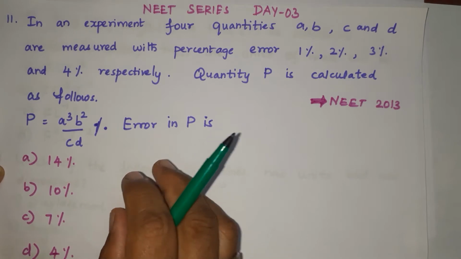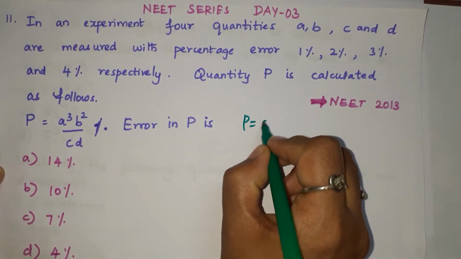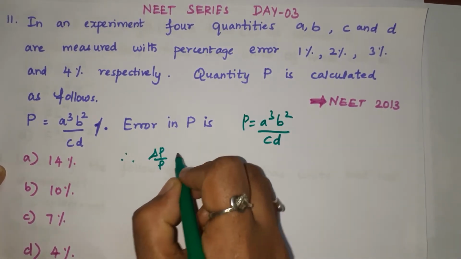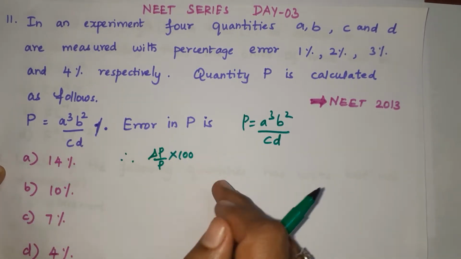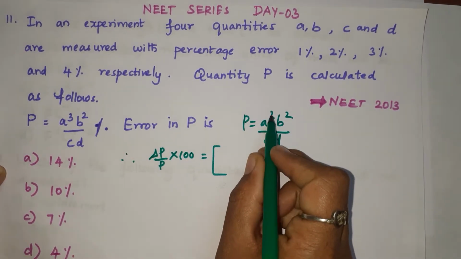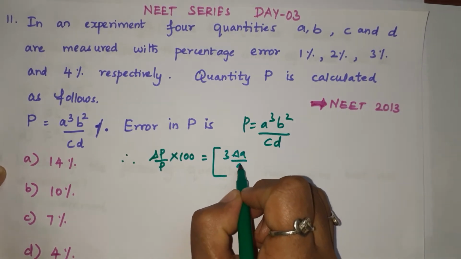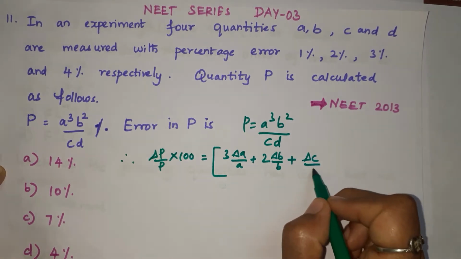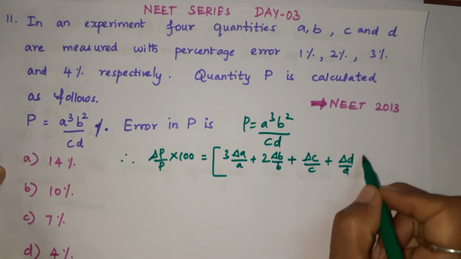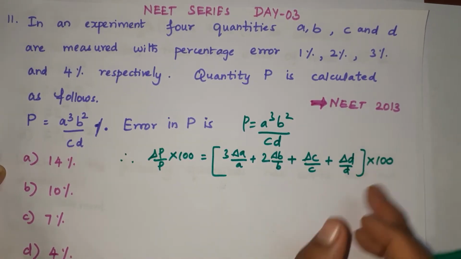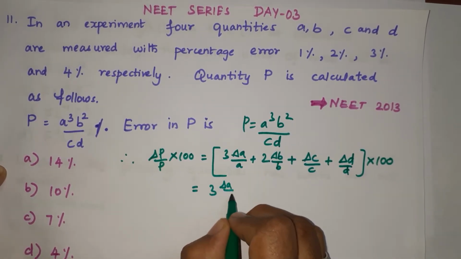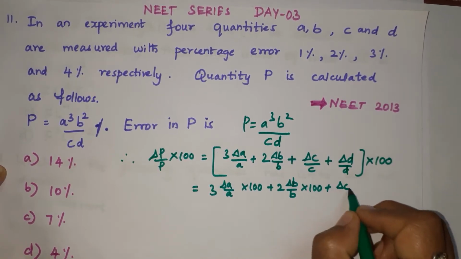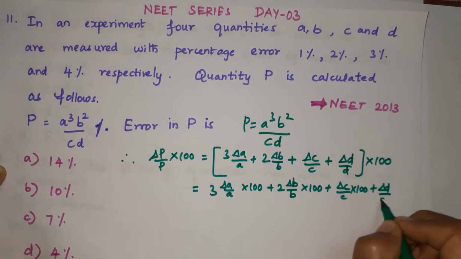So, this is from propagation of error. They have given the formula, that is P equals A cubed B squared by CD. Therefore, we can take ΔP by P into 100, because it mentions percentage. So into 100, which equals A cubed can be written as 3 ΔA by A, plus B squared can be taken as 2 ΔB by B, plus C can be taken as ΔC by C, plus D can be taken as ΔD by D, into 100 for all the cases, which gives 3 ΔA by A into 100 plus 2 ΔB by B into 100 plus ΔC by C into 100 plus ΔD by D into 100.